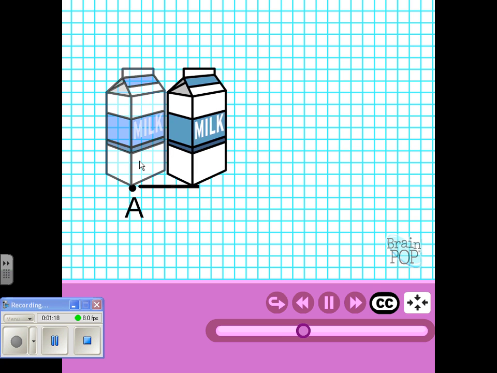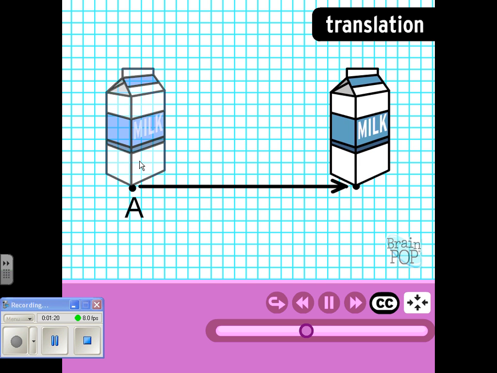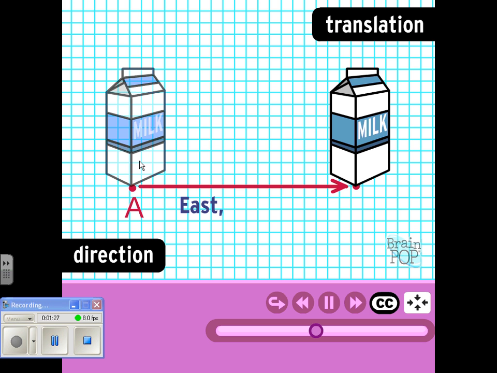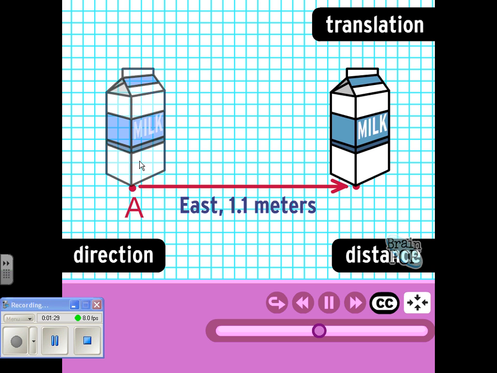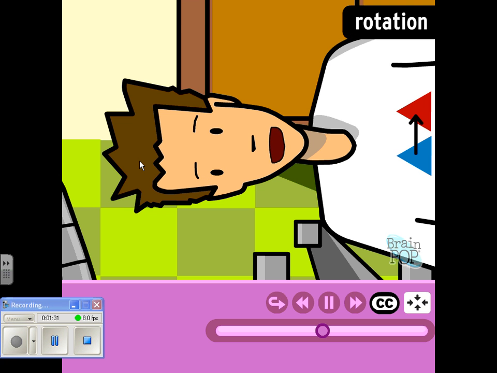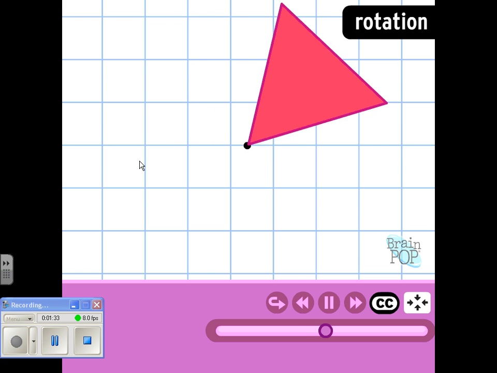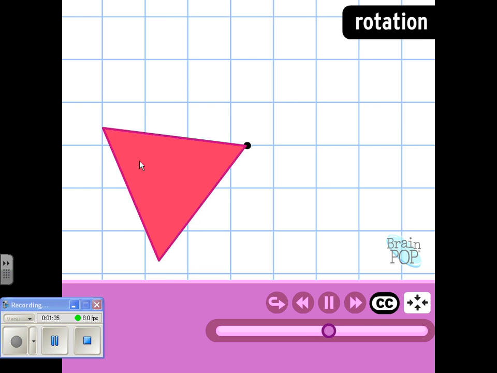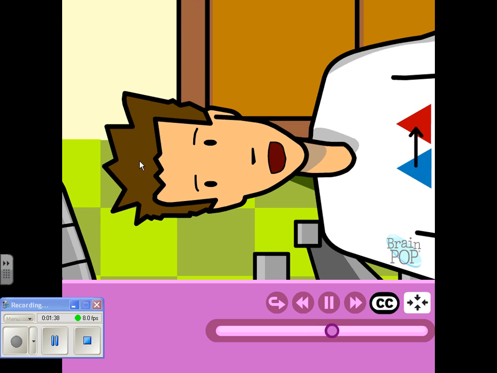Well, when you teleported that milk carton, that was translation. That's when you just move a shape from one place to another. Translations can be described by 2 things: direction and distance. From the look of things, what you did to me was a rotation. That's when you turn a shape around a single point, like the hands on a clock. Why don't you zap me once more just to make sure?